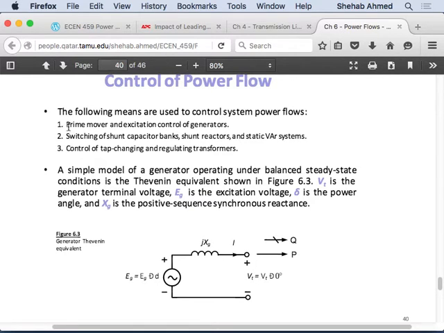Yes, so let me go here. These 3 points: the following means are used to control power system flows. One, prime mover, which is the input mechanical power, and excitation control of generators. This is where the answer is. In a synchronous machine, you have a field winding. This field winding is an electromagnet. If the electromagnet is strong, meaning you put more current in that field winding, what happens? It's like having a strong magnet there.